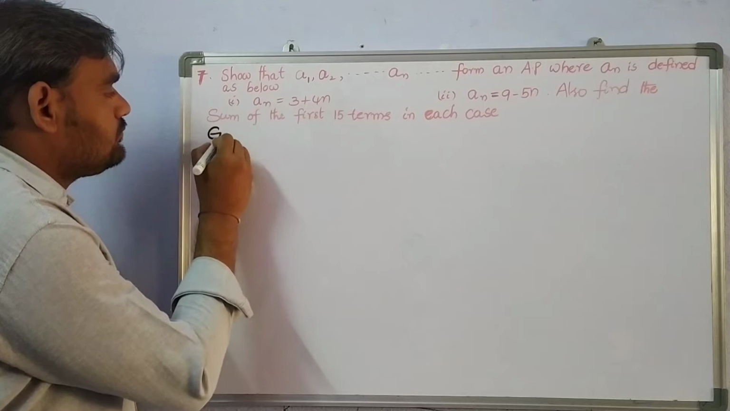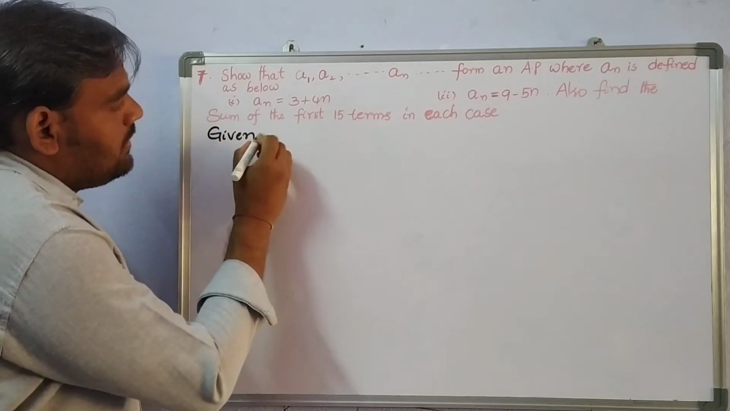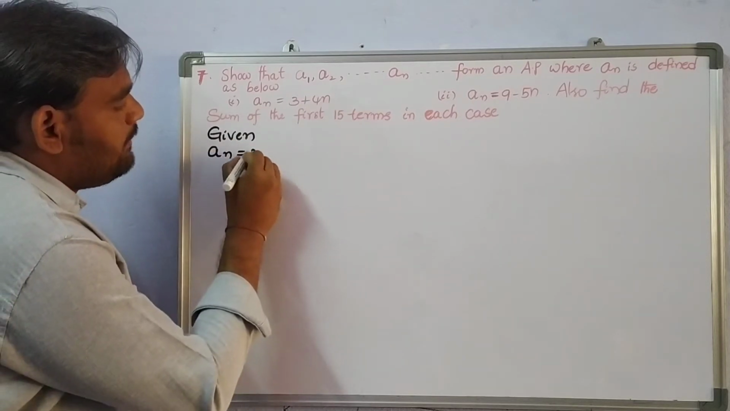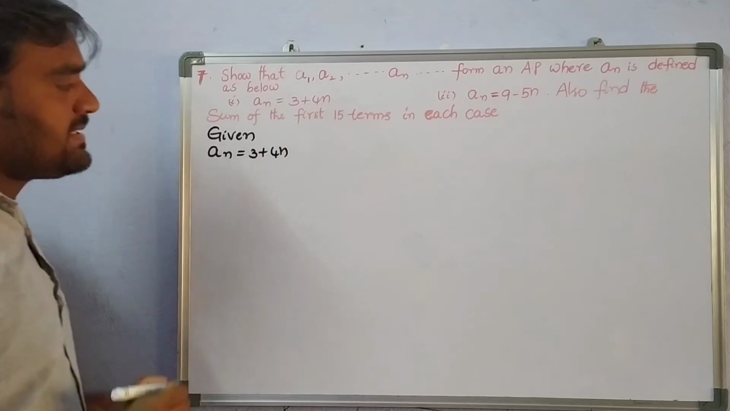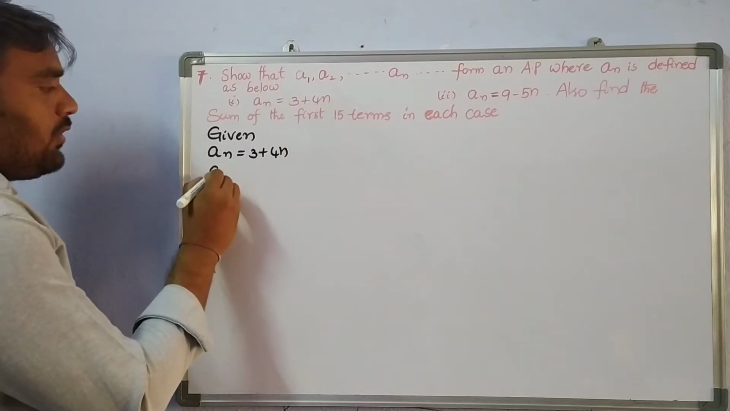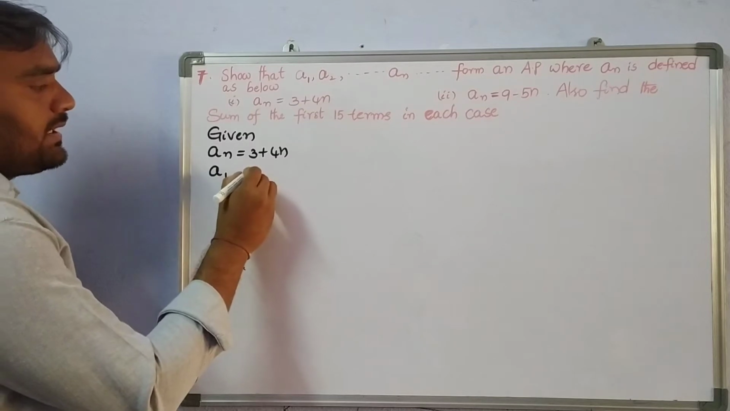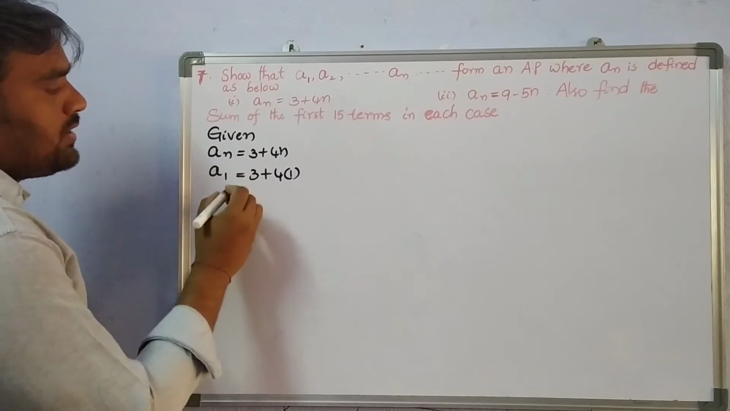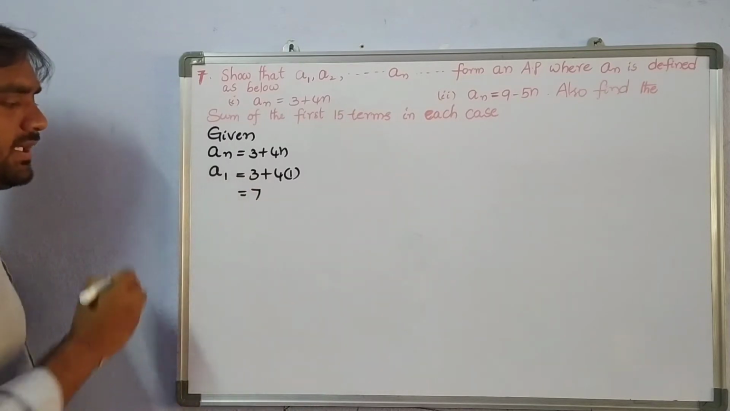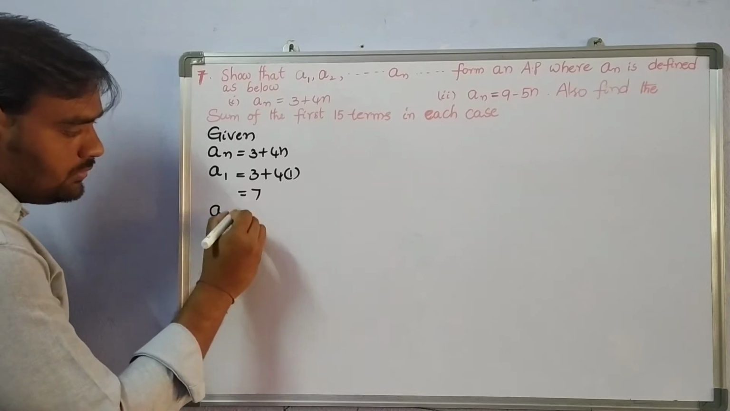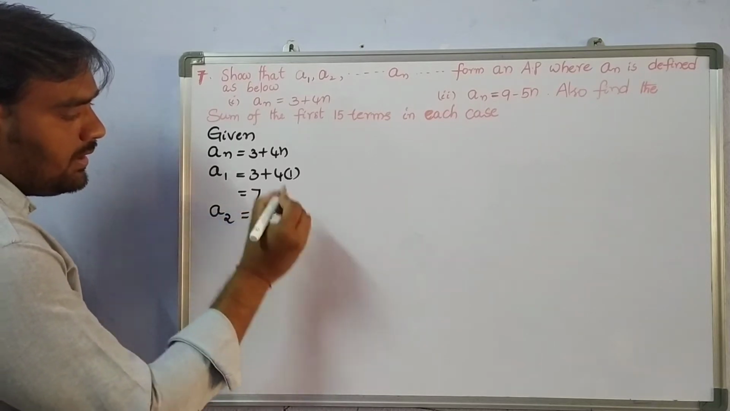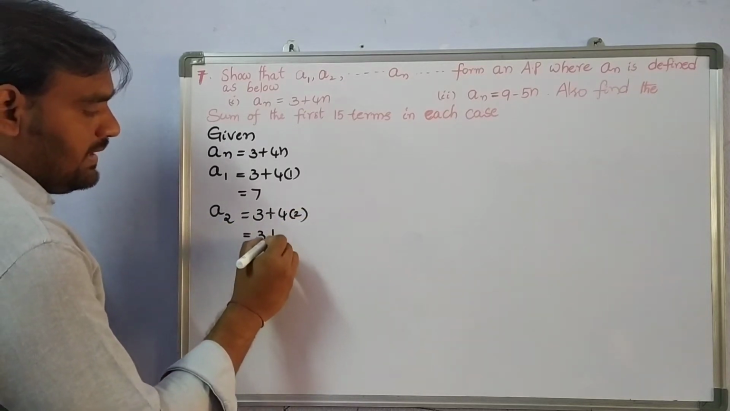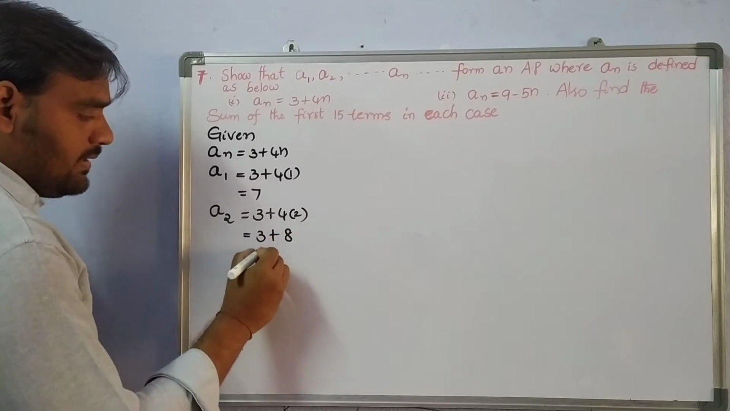Given An is equal to 3 plus 4n. If I consider A1, here we will get 3 plus 4 into 1. What is the value? 3 plus 4 into 1. We will get 7. Next, take A2. So this number will be 3 plus 4 into 2. Now 3 plus 4 twos are 8, 11.